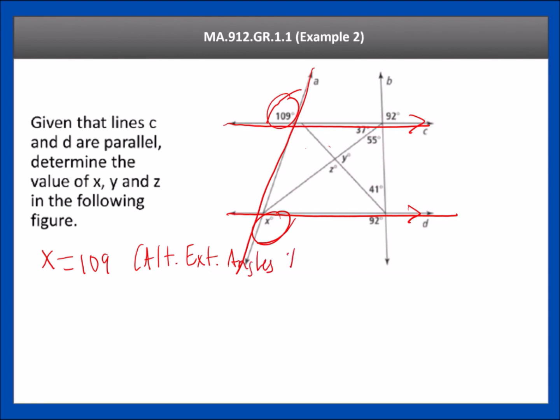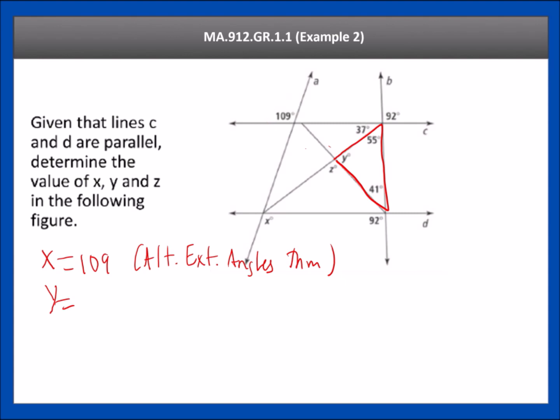All right, and then to get y, if I just focus on y, well, look at this triangle right here. The three angles in the triangle always add up to 180 degrees. So I can get y by taking the sum of the other two angles and subtracting it from 180. That's known as the triangle angle sum theorem.